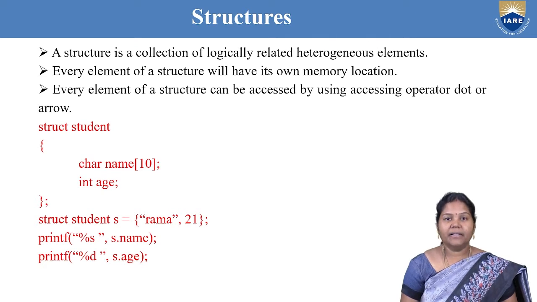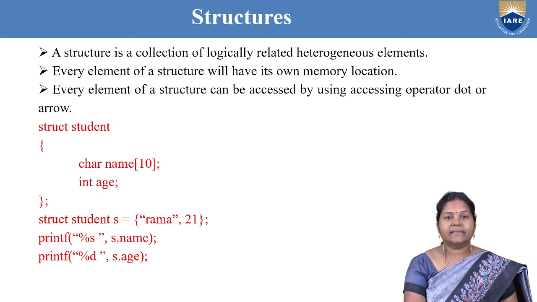Now, every element in a structure will have its own memory location, and every element of a structure can be accessed by using the accessing operator, that is either a dot operator or an arrow operator. If the structure variable is a simple one, then we will use the dot operator, and if it is a pointer type, then we will use the arrow operator.